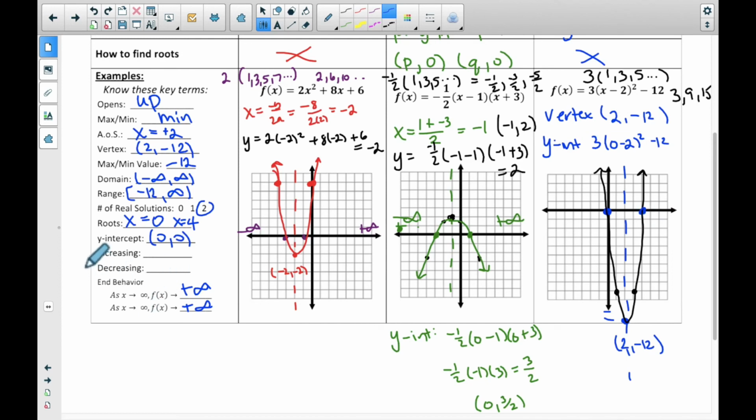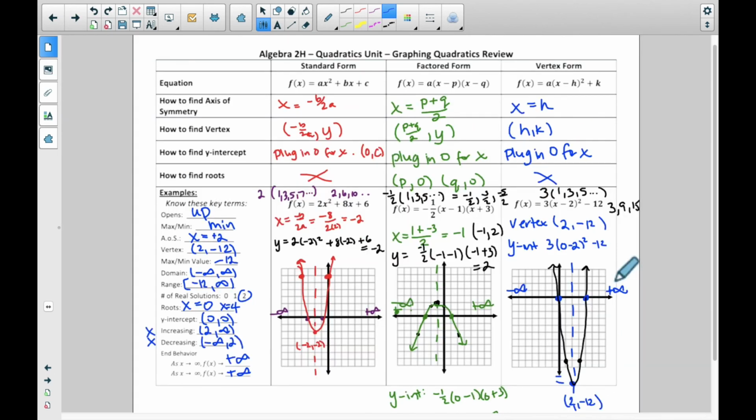Okay, increasing, decreasing. Remember, increasing, decreasing are your x values. So we go from negative infinity all the way over here to positive infinity. So from negative infinity all the way over to 2, it's going down. So that's our decreasing interval. Then at 2, it turns around and starts going up, and that goes that way all the way over to positive infinity on the x's.